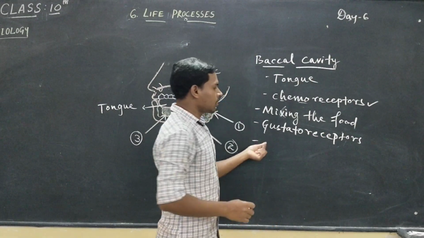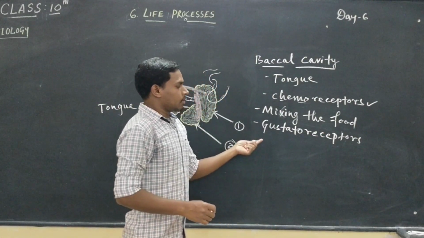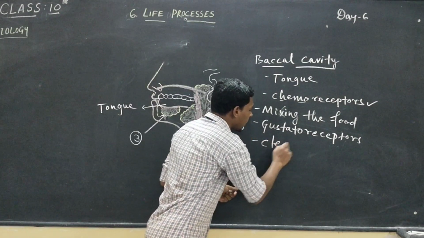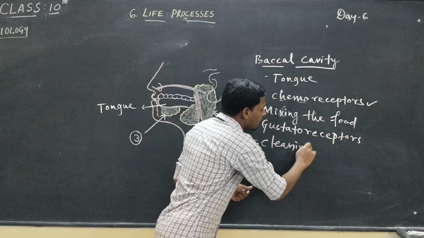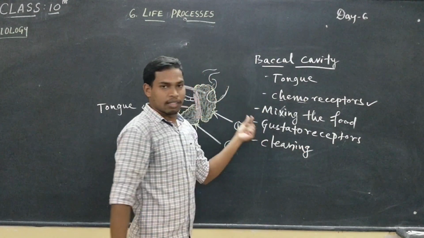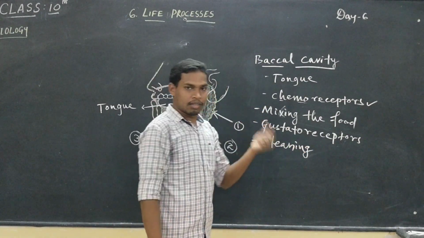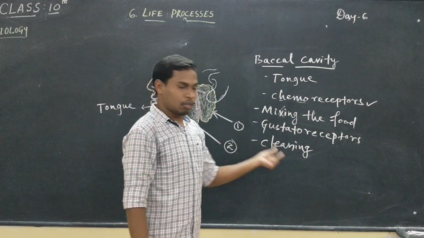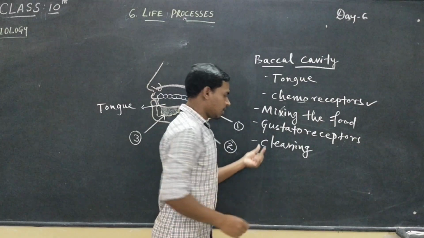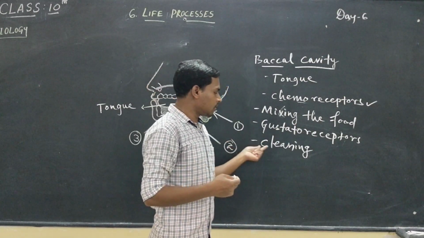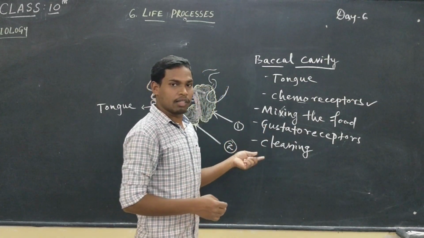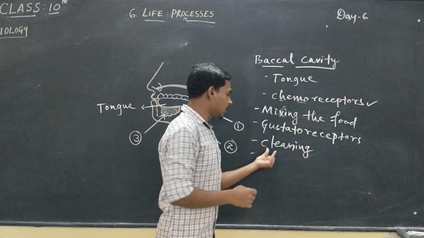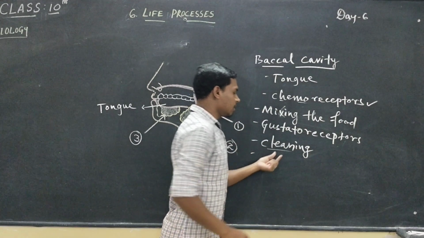Next, the tongue helps us in cleaning our buccal cavity. They act like a natural toothbrush. They always move around because they are richly supplied with blood vessels, and they can easily move in all directions. That's why they help us in cleaning.